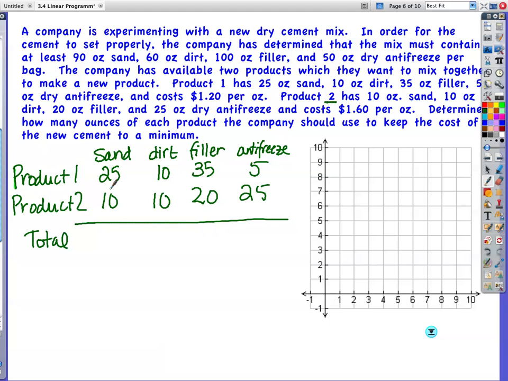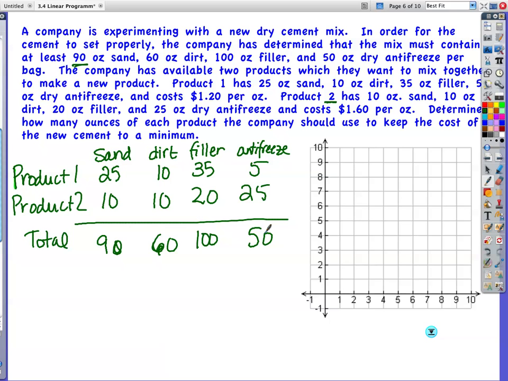They have how much sand? 90. This is going to use this number right here. They have 90. That's supposed to be a 0. 60 ounces of dirt. Oh my gosh, I can't write. 100 ounces of filler, and 50 ounces of dry antifreeze.